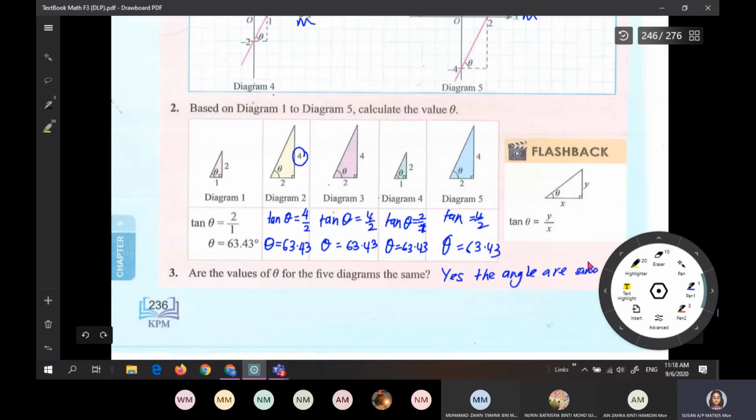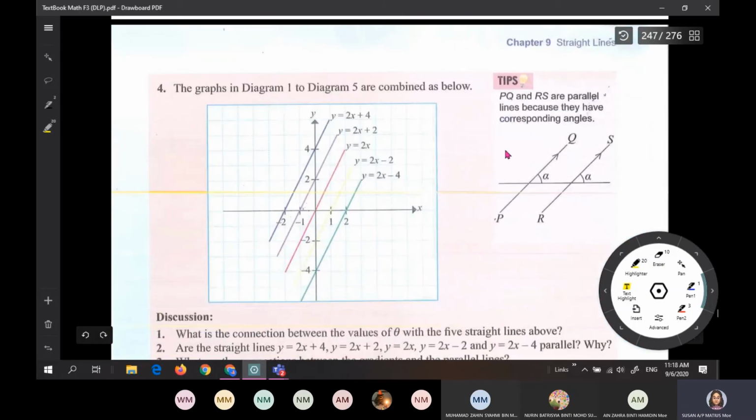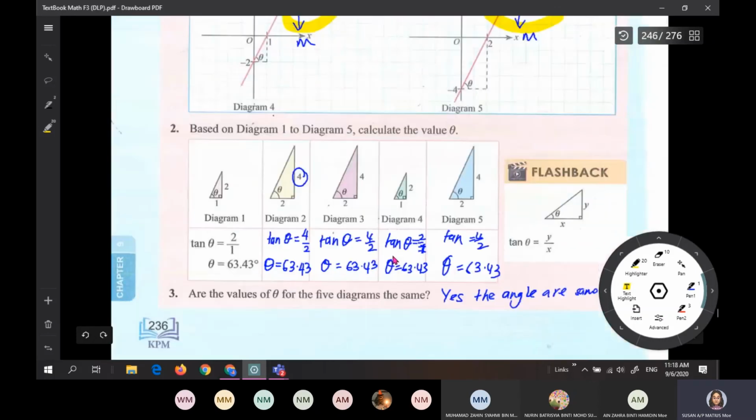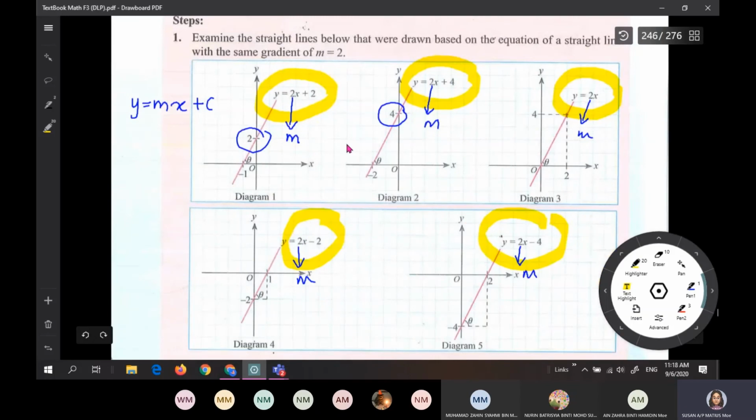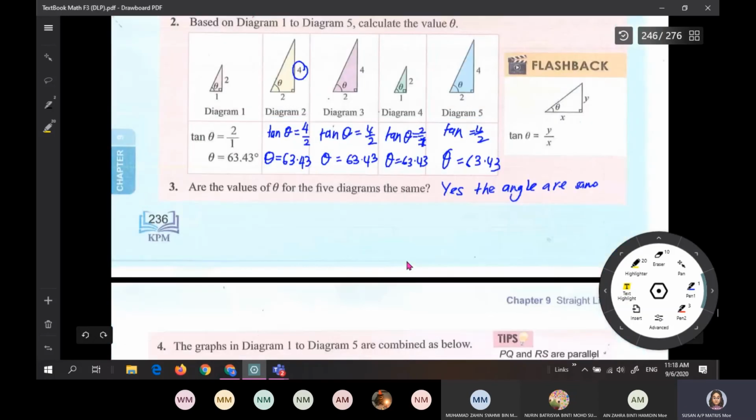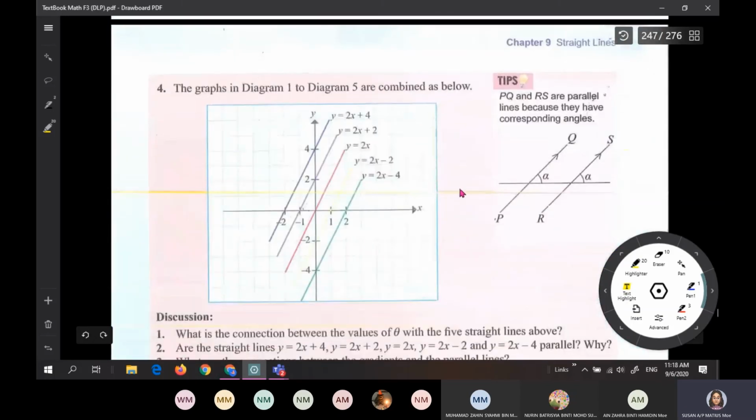Okay, so let's continue. Now you look at this. Once the diagram has been drawn, this is how it looks. Kalau kita tengok, when we compare all the graphs, these graphs are actually parallel to each other. So when you have the same gradient, they have combined. This is the graph by itself. Now they have combined all these 5 graphs into one diagram.